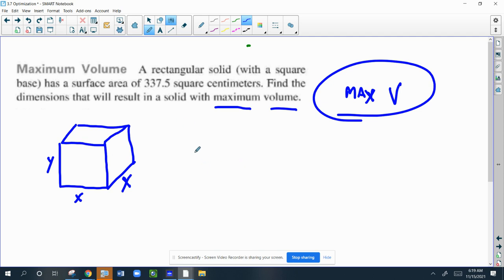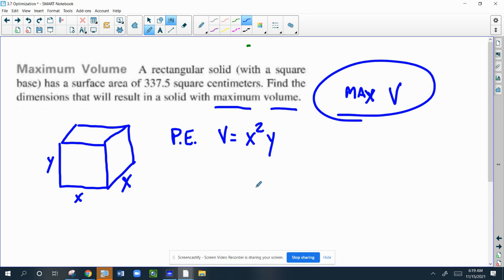We're trying to maximize the volume, so the primary equation would be the quantity that we're trying to maximize, or volume. So now we just figure out what the volume of this box is, and that would be base times width times height.